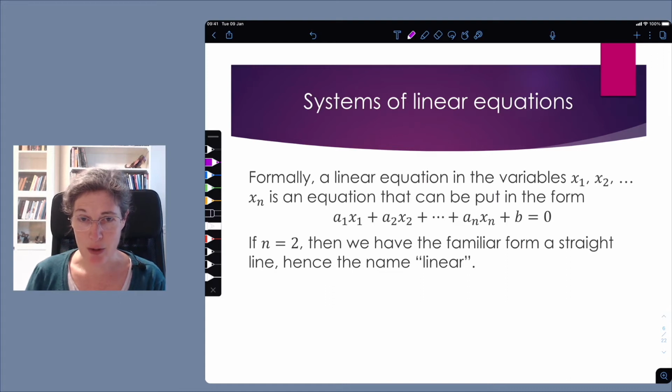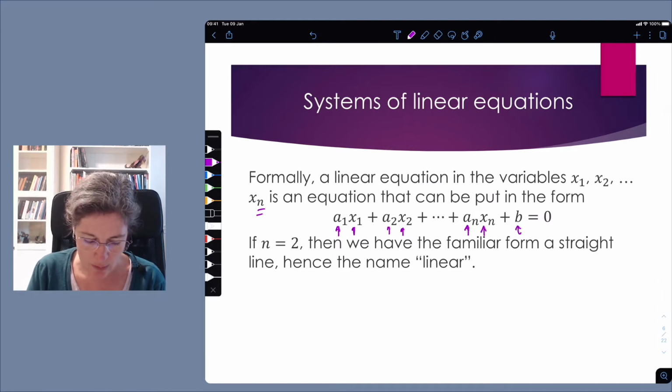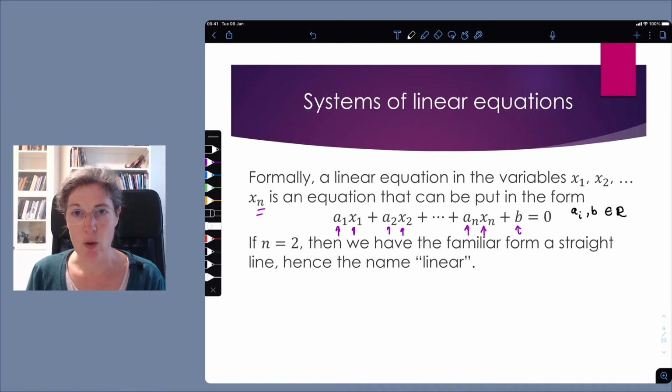I just mentioned linear equations. What is a linear equation? Well, a linear equation is an equation in some number of variables. Here we've got n variables. And it's an equation that you can write in the form some constant times x1 plus some constant times x2 plus, and so on, all the way up to some constant times xn. And maybe you have plus some constant b. What I should have also written here is that the ai and b are real numbers for our purposes. So we've got n variables and we have n plus 1 constants.